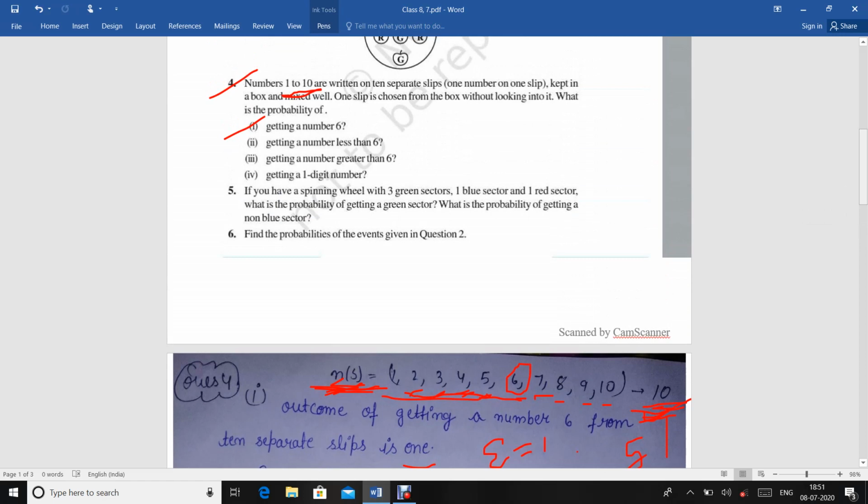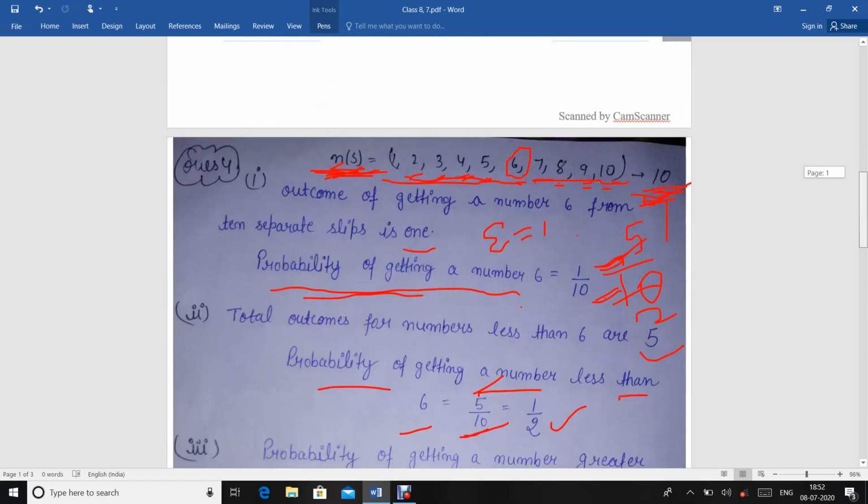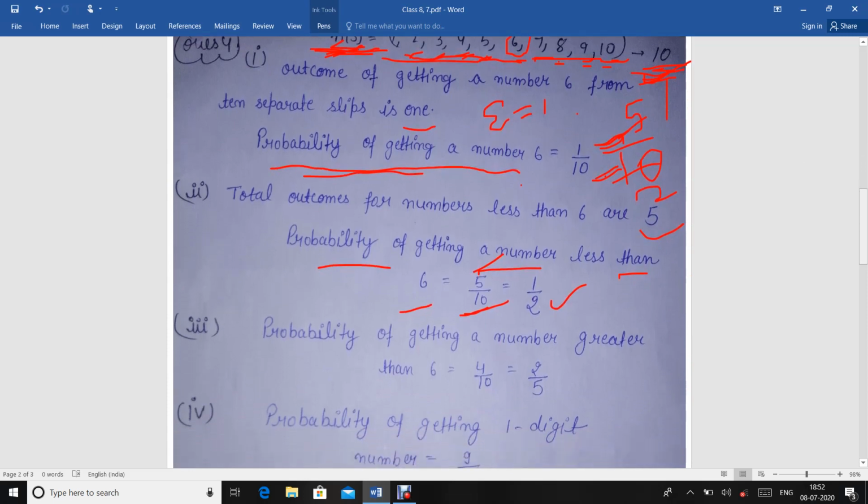Similarly, you can do the third part. See, the third part is saying getting a number greater than 6. See, here are 1, 2, 3 and 4, which is 7, 8, 9, 10. Here are 4 numbers greater than 6. So the number of events is 4 and total outcomes are 10. So the probability of getting a number greater than 6 is 4 upon 10, because there are total 4 numbers which are greater than 6. The numbers are 7, 8, 9 and 10. These 4 numbers are greater than 6.